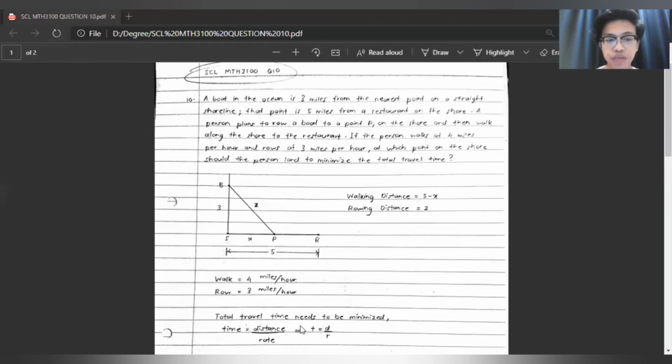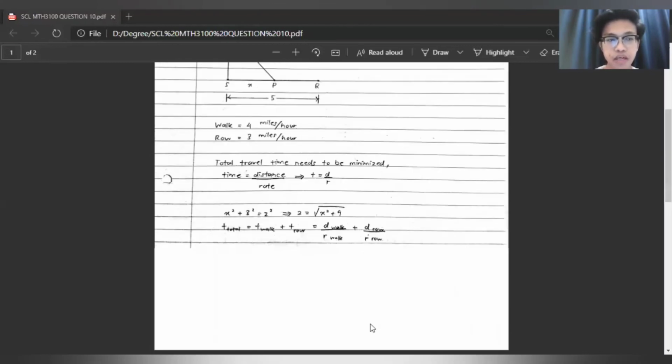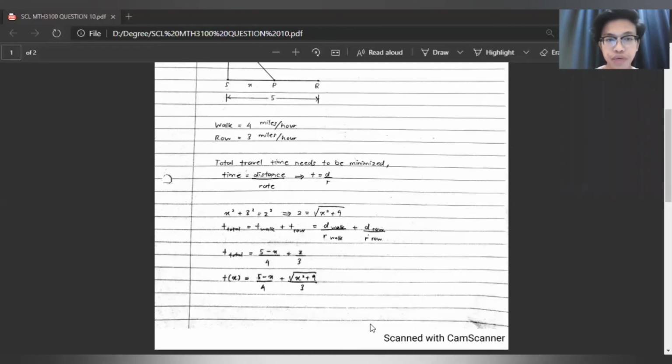Okay, the question asks us to find the total travel time that needs to be minimized. So time is equal to distance over rate. T is equal to D over rate. Okay, next we create the equation to find z, and we get z is equal to the square root of x squared plus 9.